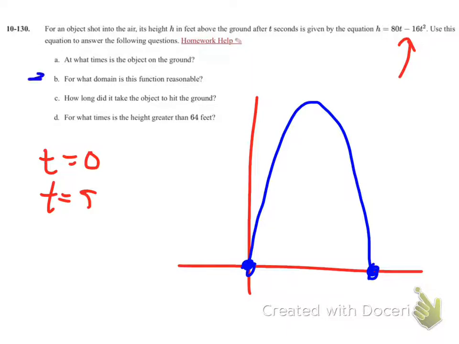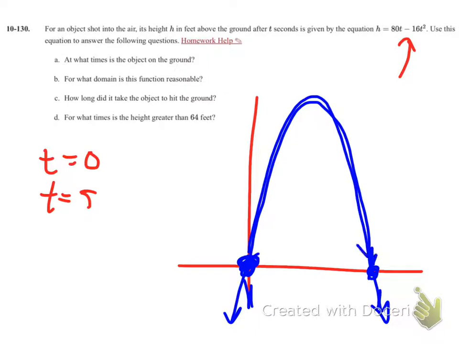So for what domain is the function reasonable? Well, your x value is from 0 to 5, because the parabola is not going to continue this way and going negative, a negative height. So for only 0 seconds to 5 seconds, our x values really work. Problem C says how long did it take the object to hit the ground? Again, 5 seconds, because it left here and went up in the air for a total of 5 seconds and then hit the ground.